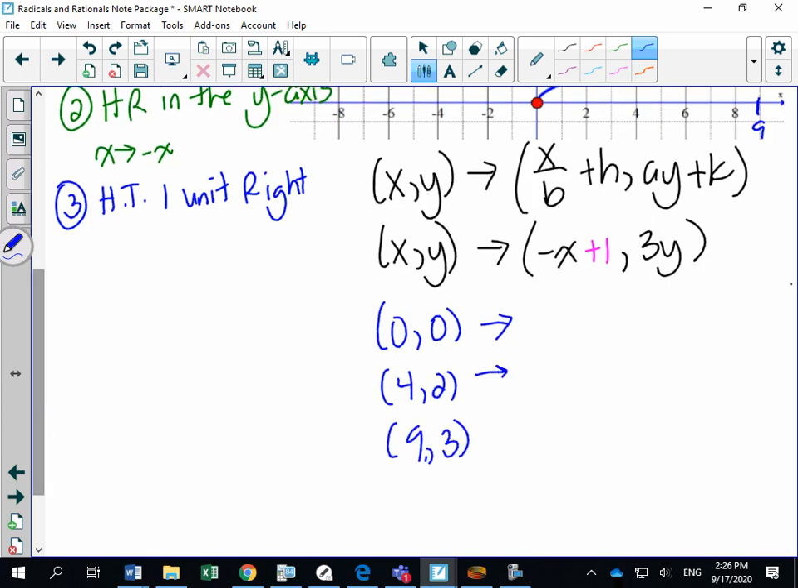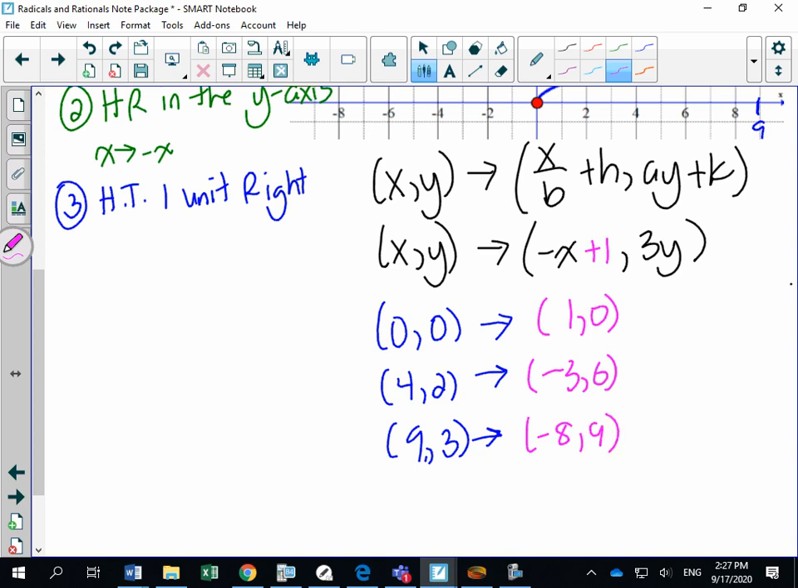What I would recommend doing is pausing the video, calculating what each new transformed point would be, and then you could unpause the video to see if you did that math correctly. So if you did it correctly, your new points of your graph are going to be: 0, 0 is going to move to 1, comma 0; 4, 2 is now going to be negative 3, comma 6; and 9, 3 is going to be negative 8, comma 9.